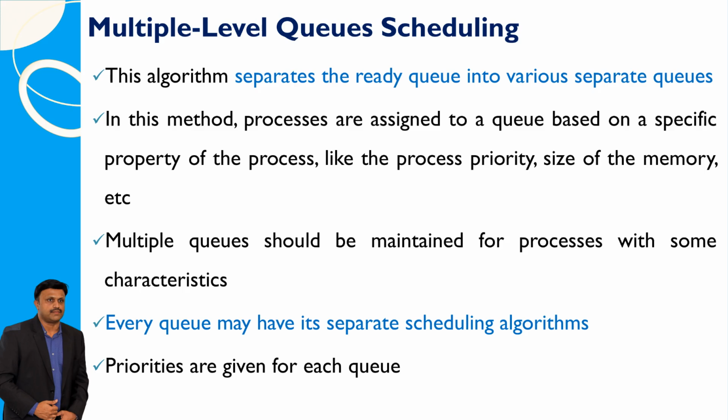Multiple-level queue scheduling is a scheduling algorithm that organizes the ready queue into multiple separate queues, each catering to processes with distinct characteristics such as priority or memory size. Processes are assigned to a specific queue based on their properties. Each queue operates with its own scheduling algorithm, and priorities are assigned to each queue accordingly. This approach allows for efficient management of processes with different requirements, optimizing resource allocation and system performance.